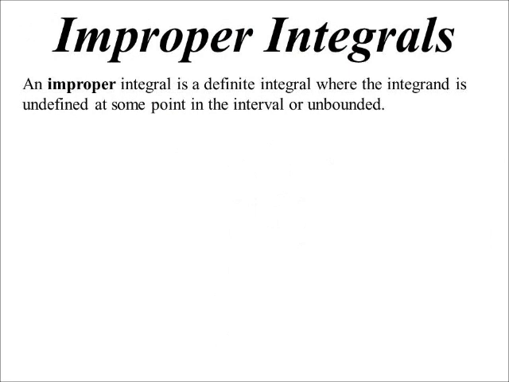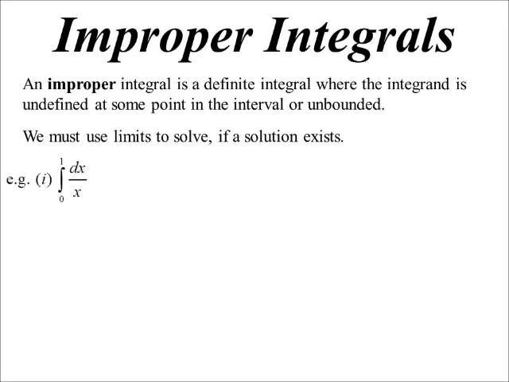Now what about improper integrals? We haven't really said a lot about improper integrals. So there's how we define it. It's a definite integral where the integrand is undefined at some point. So limits is what we have to use to work out whether or not a solution would exist. The classic is our hyperbola. If I wanted to integrate that from 0 to 1, well 1's not an issue, but 0 obviously is, because it's undefined at 0.